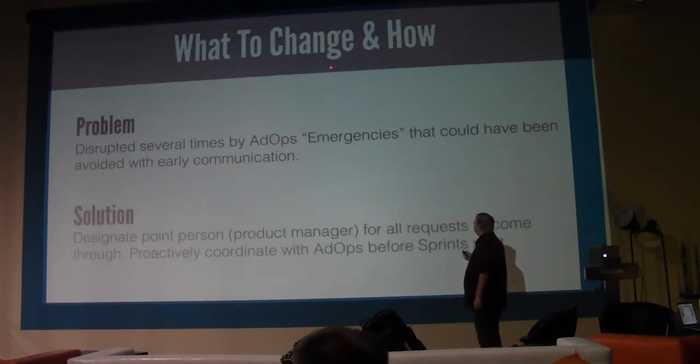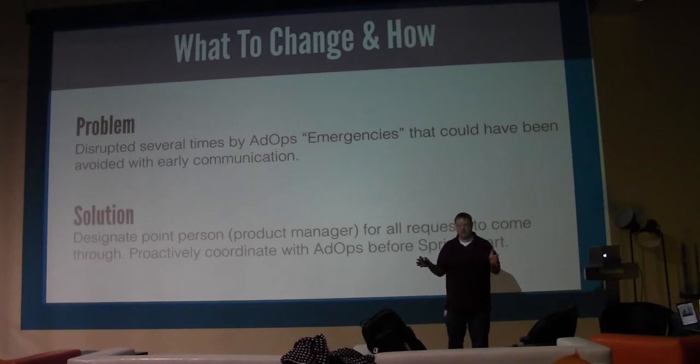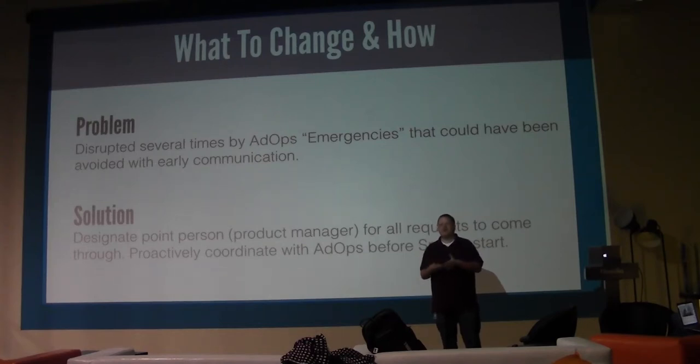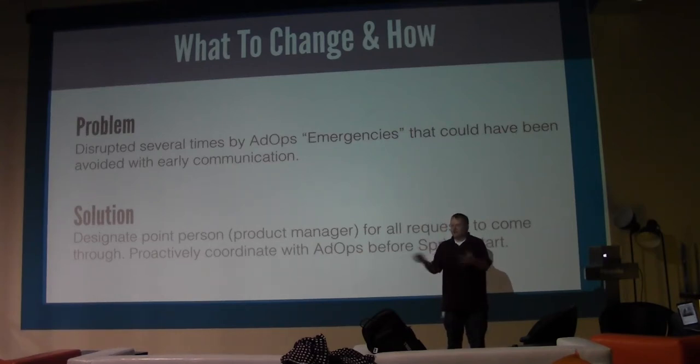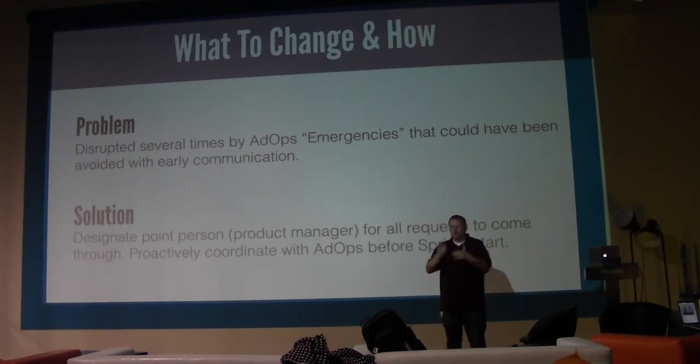Then you want to say what you want to change and how. Once again, from our retrospectives, we were disrupted several times by ad operations emergencies that could have been avoided with early communication. So we designated a point person, a product manager, for all requests to come through. If you want to come to me, or to our other desk, you always go to the product manager. And then he started going the day before and asking them, do you have anything that we need to do? And it was amazing. They'd say, oh, that's right, I forgot, we need to do this. Because they typically would forget, and then say, hey, you have this $10,000 client who's really mad, we're live in an hour, and it would disrupt us all the time. Whereas this way, we're able to stay ahead of them and schedule in the work we needed to without disrupting us all the time.